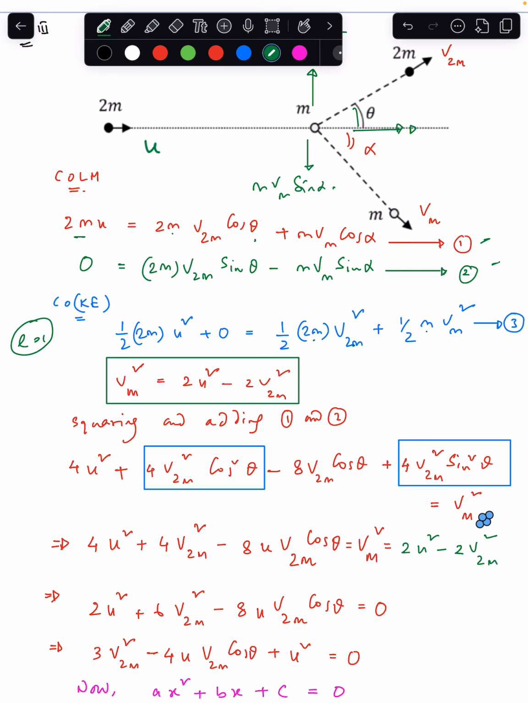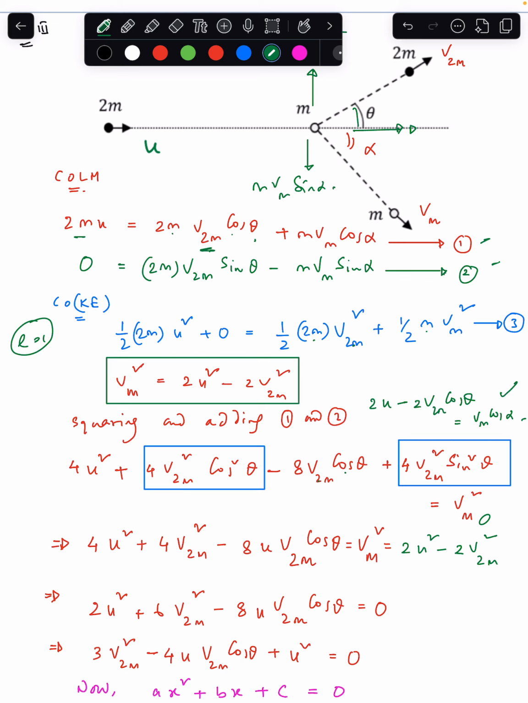So there 4u square, this one function is there. This one is 4 into v2m square cos square theta. 2ab will lead you minus of this one. This is minus 8 into u into v2m into cos theta. How am I doing this? To elaborate, I am just taking the function as 2u minus 2 into v2m into cos theta is equal to vm into cos alpha. I'm squaring this function.